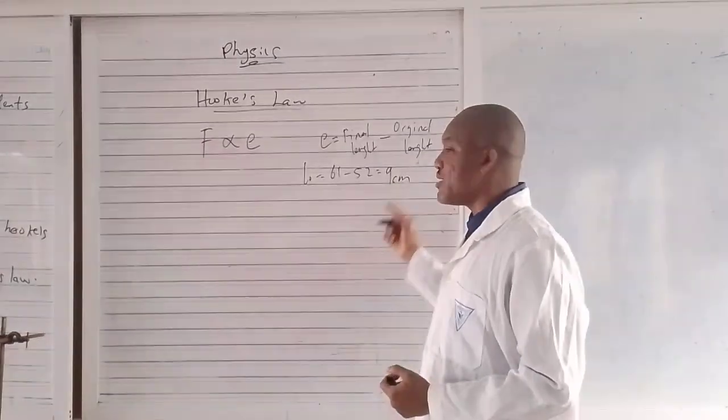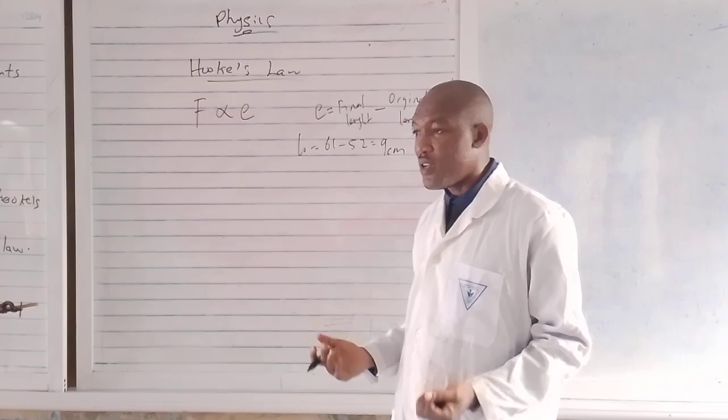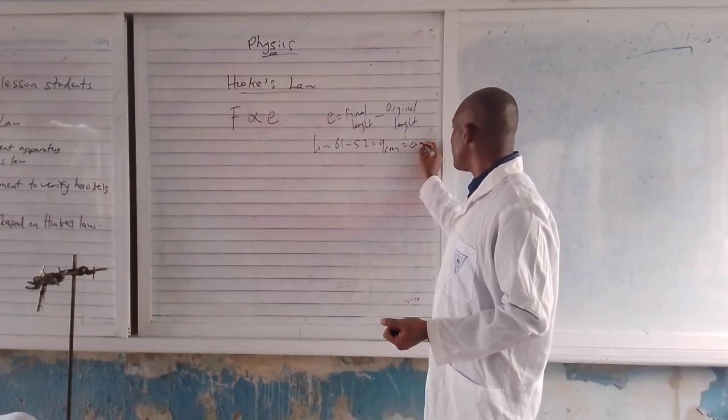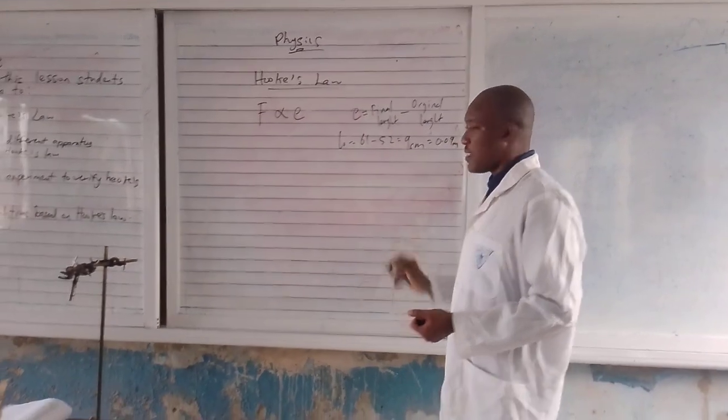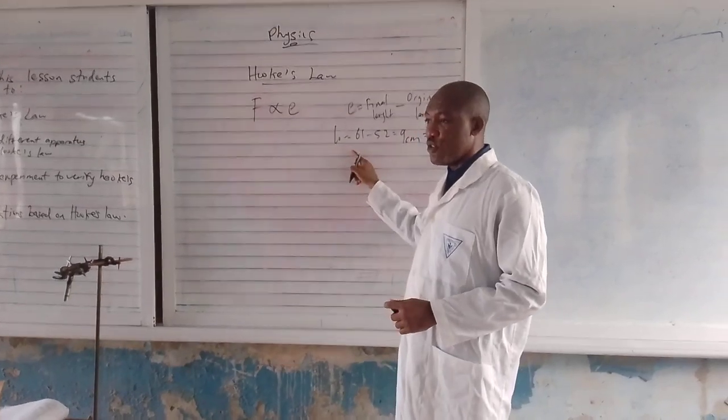Now, if I want to convert this to meter, what do I do? From primary school, you are taught to convert from centimeter to meter. What do you do? Divide by 100. So in meters, this will give me 0.09 meters. Is that clear? Now, this is the original length, L0.